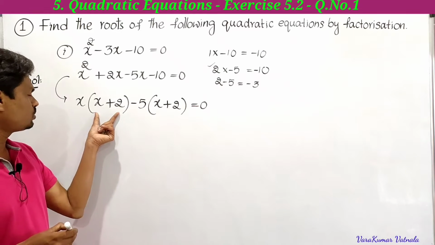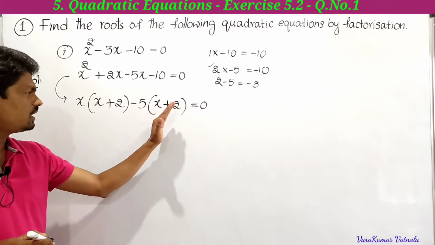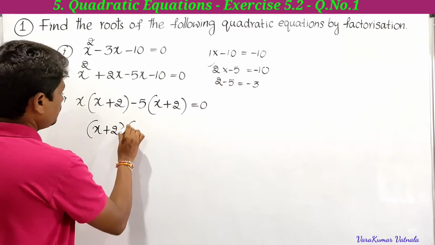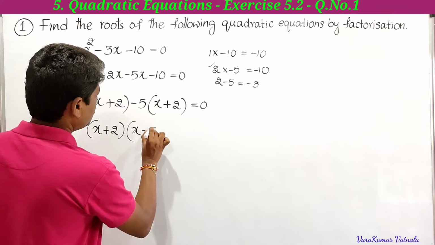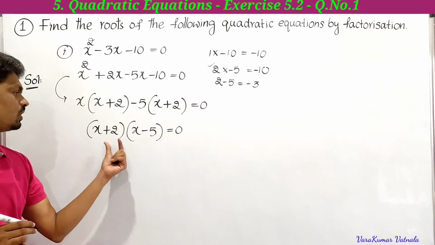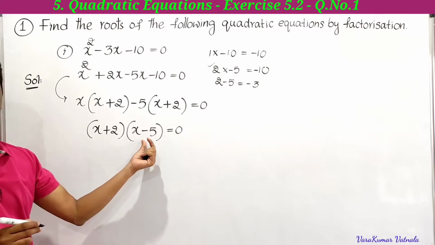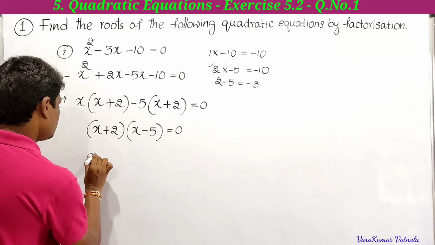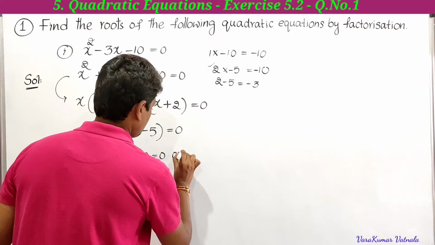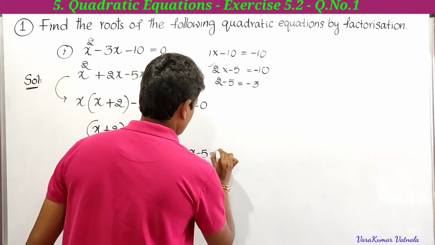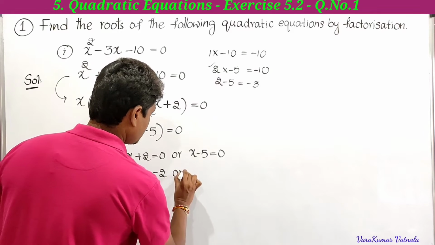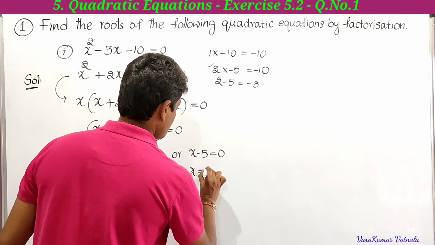Here, x plus 2 is there in the first term, and in the second term also x plus 2 is there. So now take x plus 2 as common. What remains is x in the first term and minus 5 in the second, equal to 0. Now the product of these two is equal to 0 when either x plus 2 equal to 0 or x minus 5 equal to 0. So take plus 2 to the right side, and we get x is equal to minus 2, or take minus 5 to the right side, and we get x is equal to plus 5.